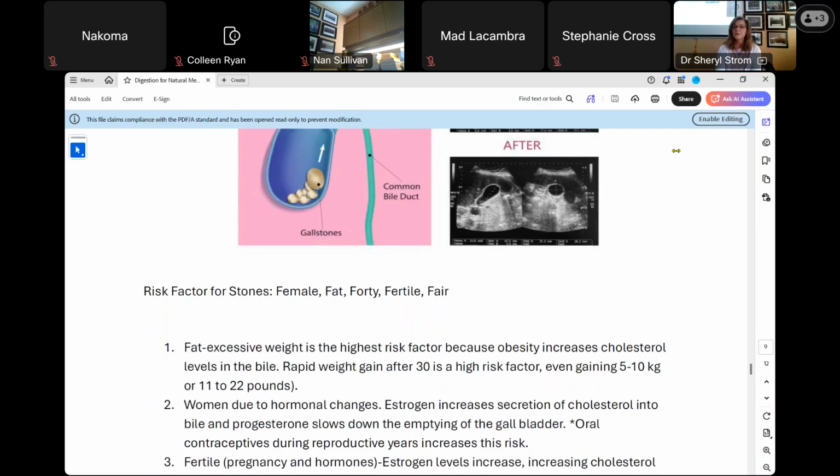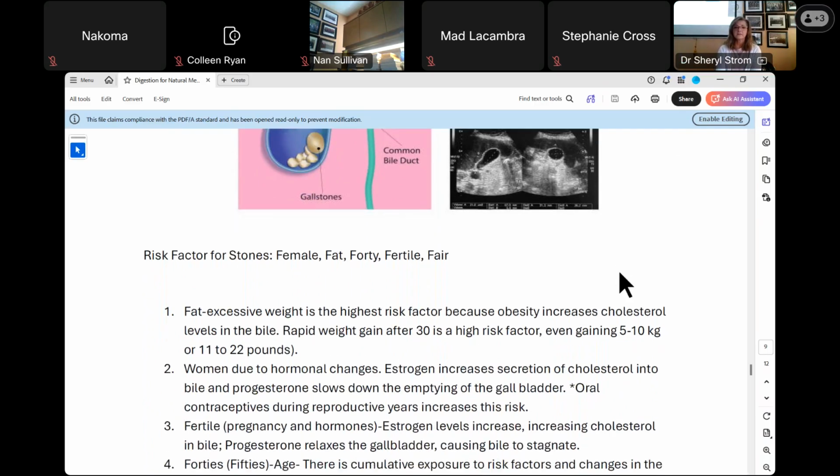Know this for your clients, this next section. The risk factors for stones: female, fat, 40, fertile, and fair. The 4 Fs. And it is true. It is very, very common, unfortunately. It's 5, right? 1, 2, 3, 4, 5. Yes, I added one now. Fair is the new one.